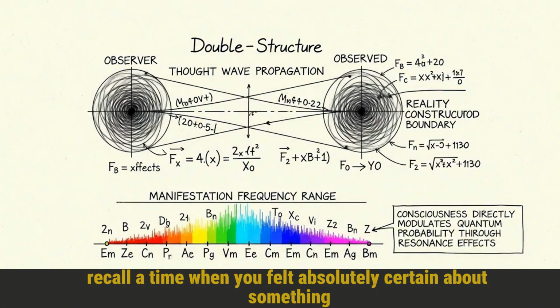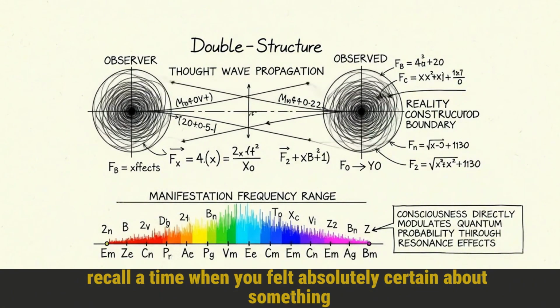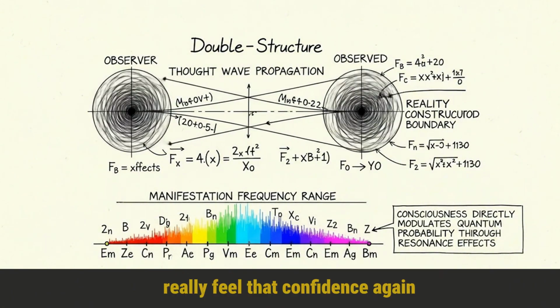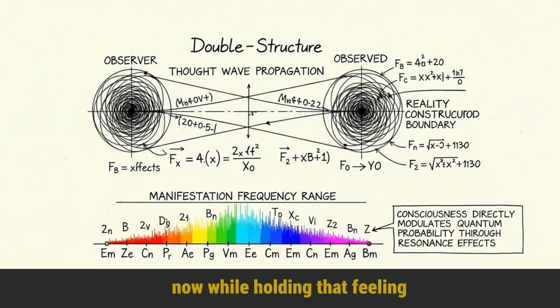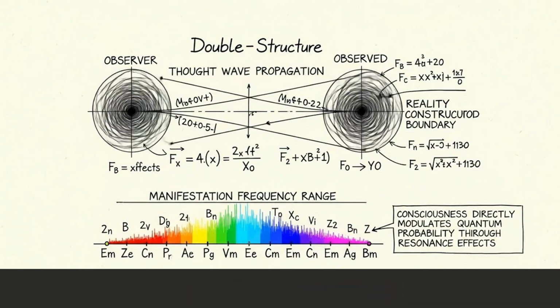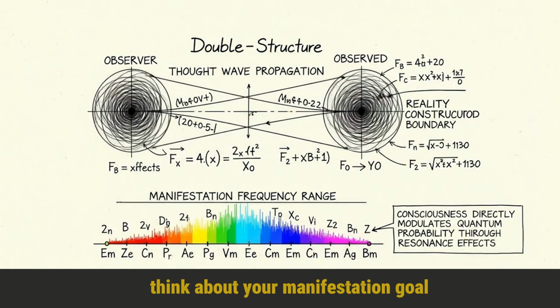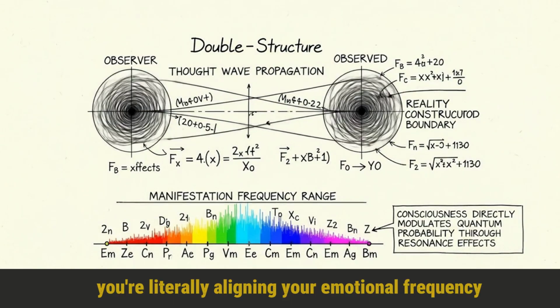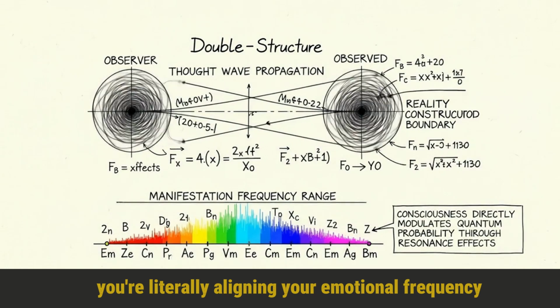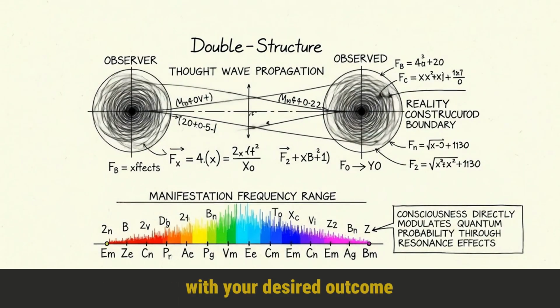Recall a time when you felt absolutely certain about something. Really feel that confidence again. Now, while holding that feeling, think about your manifestation goal. You're literally aligning your emotional frequency with your desired outcome.